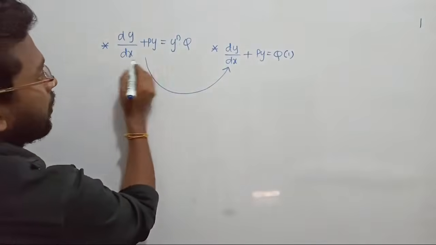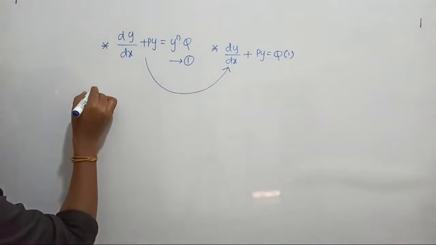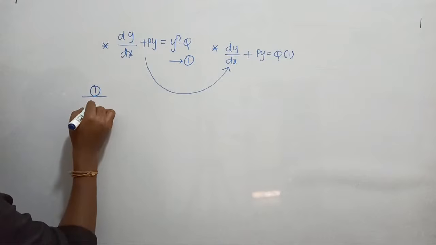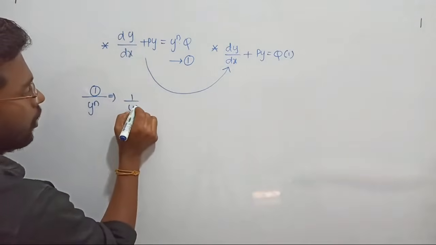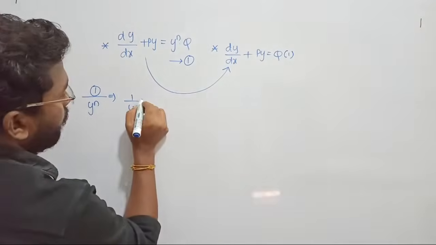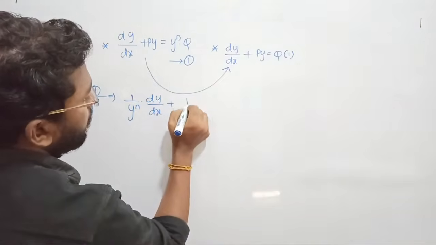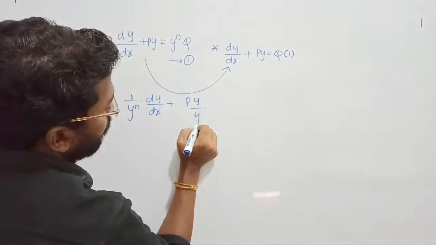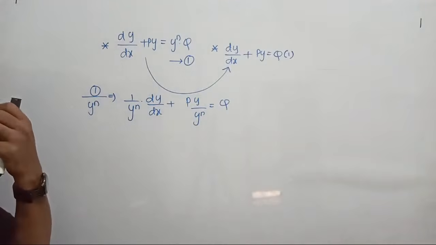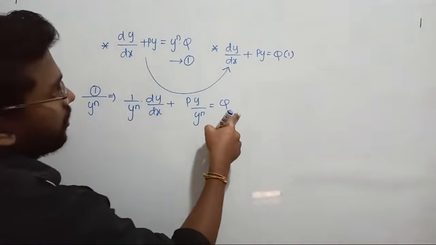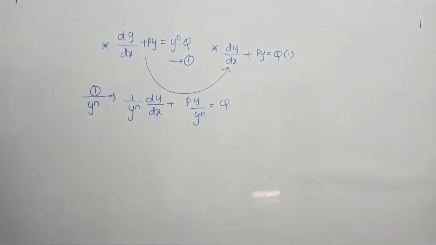So what do you do? Take this entire equation, treat this one as equation number 1. Let me divide equation number 1 by y power n. Slowly understand. So this equation will become 1 by y power n dot dy by dx plus p into y by y power n is equal to q. Correct? Anyway, on the RHS I got the correct answer. Look at the RHS: y power n divided by y power n got cancelled.